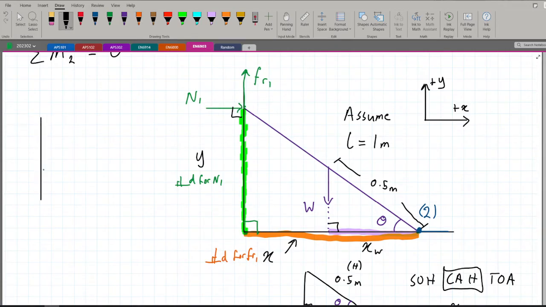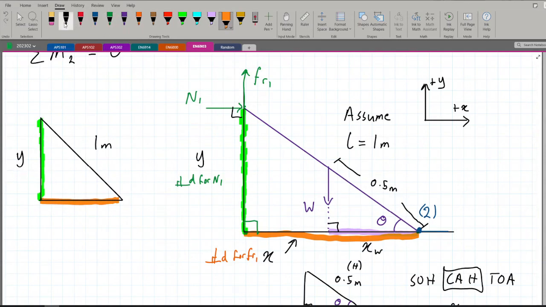So if we draw this triangle again over here, we know that the length, which we assumed to be 1 meter, is the length of the ladder. We know that this is our y, and this is our x over here at the bottom. The angle we need is this angle theta. Now we can use SOHCAHTOA to determine both. So let's look at the x value first.